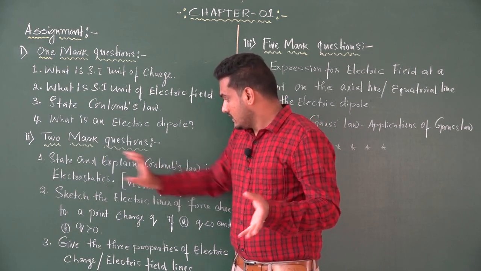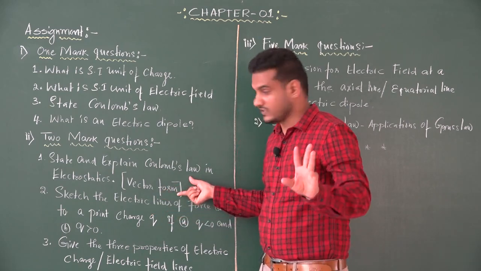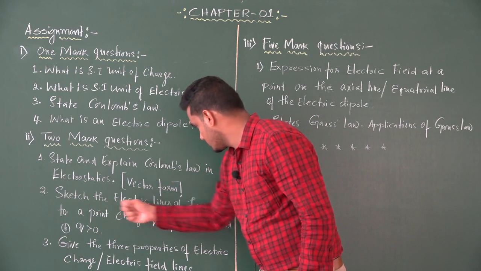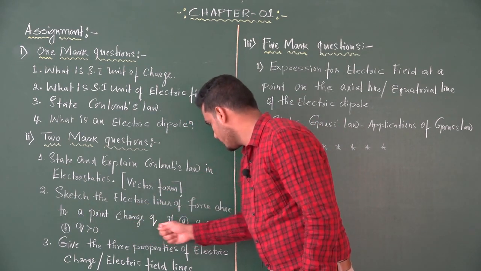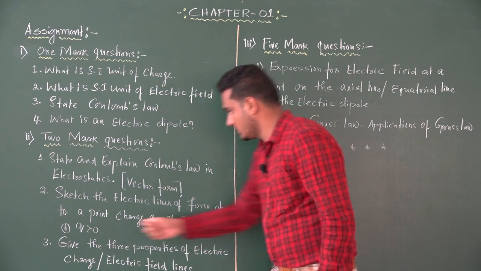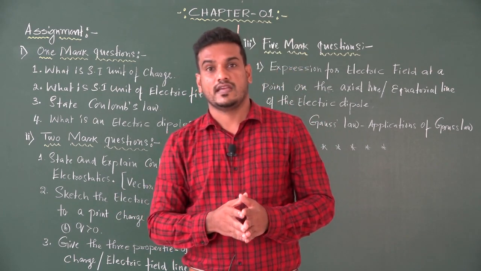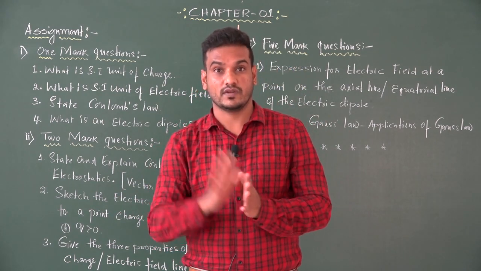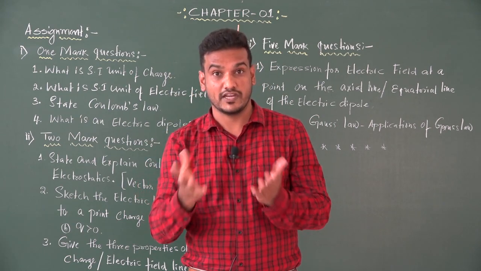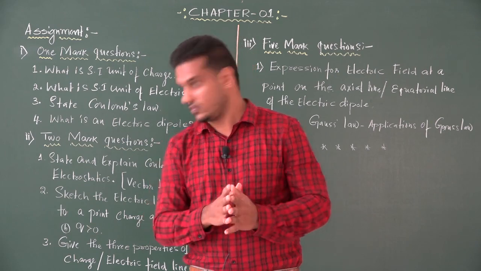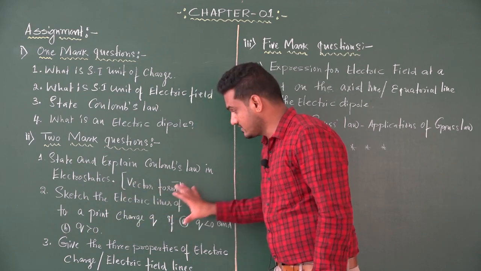Sometimes they will ask the question to express in terms of vector form, that carries 2 marks. Then sketch the electric lines of force due to a point charge Q if Q is less than 0 and Q is greater than 0. We studied properties of electric lines of force. There, we studied what is the nature of electric field in case of a positive charge and in case of a negative point charge. There you will get to know the complete picture about the electric lines of force.